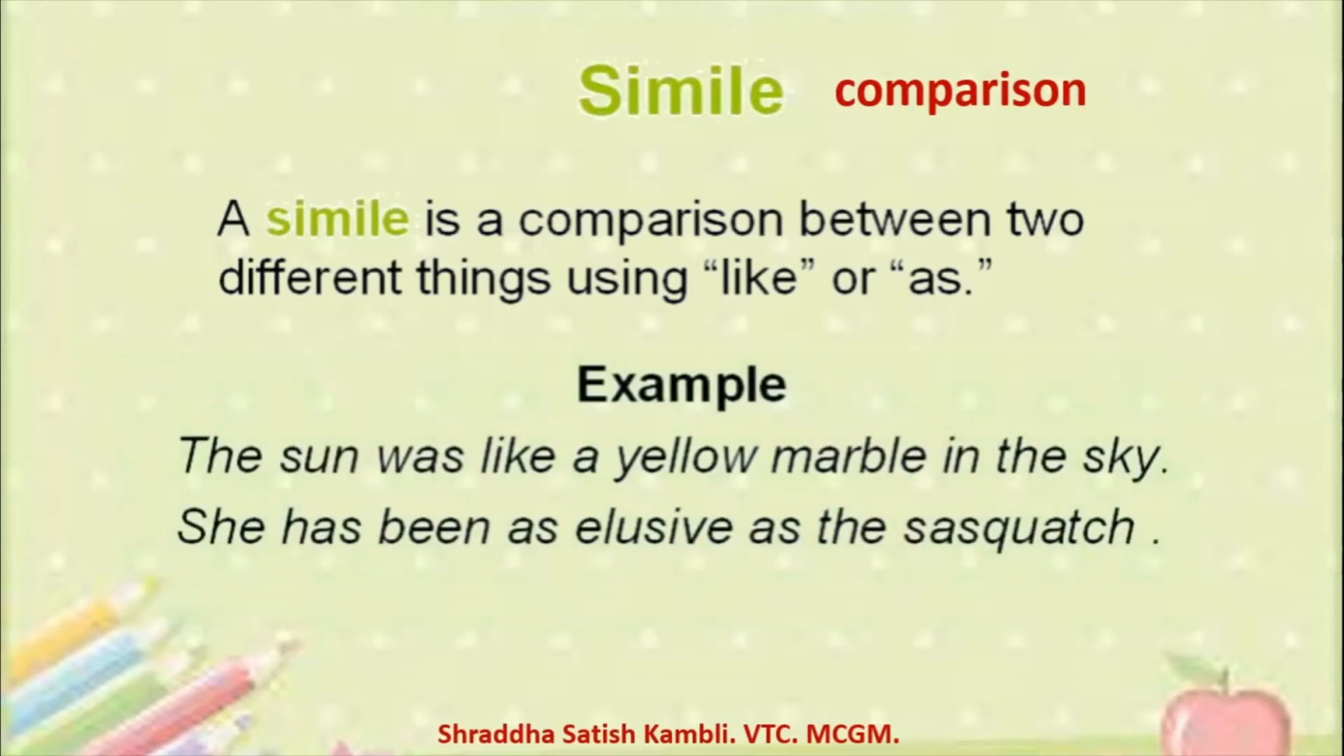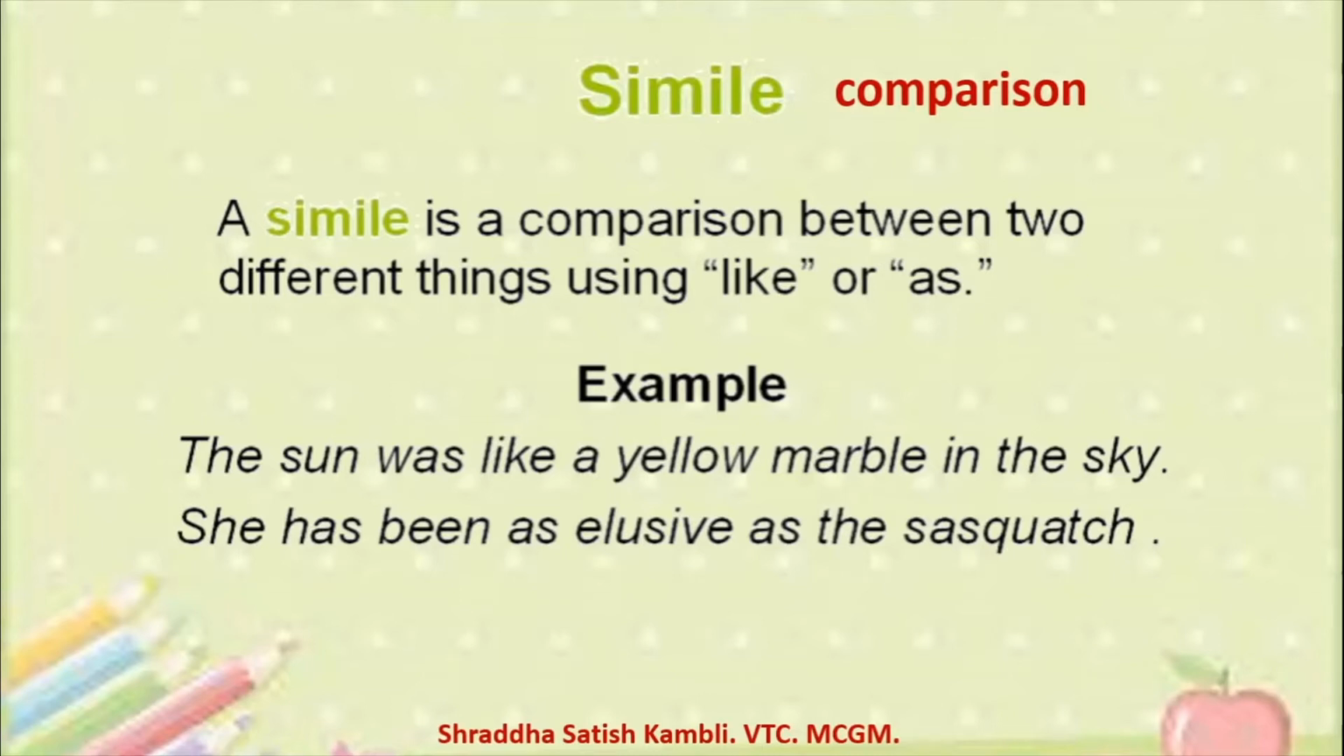Then let us look at some examples. The sun was like a yellow marble in the sky. She has been as elusive as a Sasquatch. So let us look at the first one. The sun was like a yellow marble in the sky.